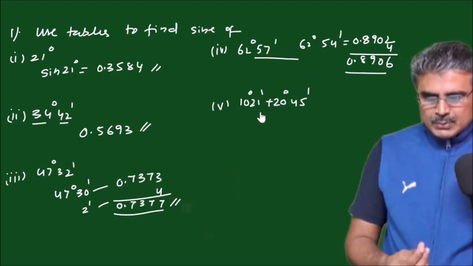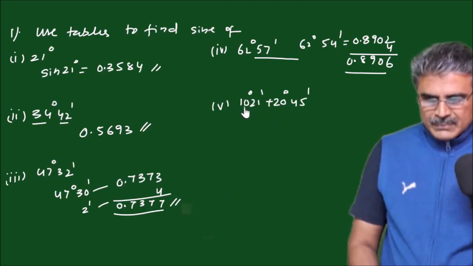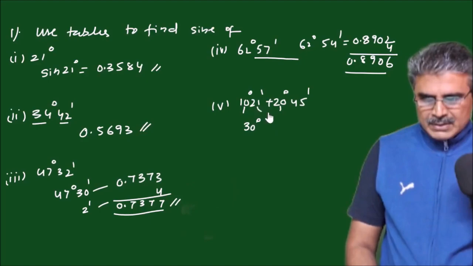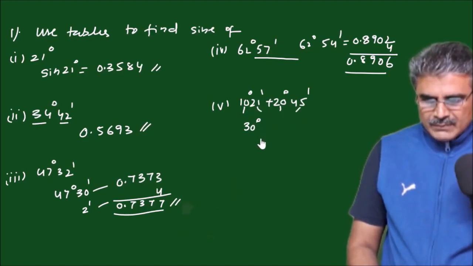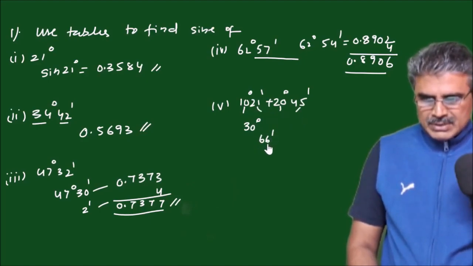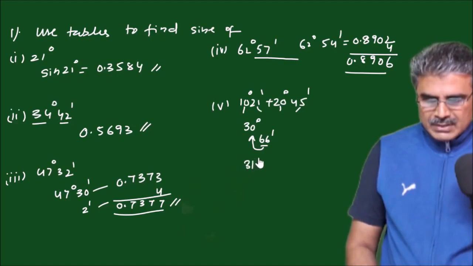Come to the next one. Here it is split into 2 angles, so just add them. 10 degrees plus 20 degrees, you will get 30 degrees. And 21 and 45 minutes will give 66 minutes. But 60 minutes will be taken as an angle of 1 degree. So here it will be 31 degrees 6 minutes.